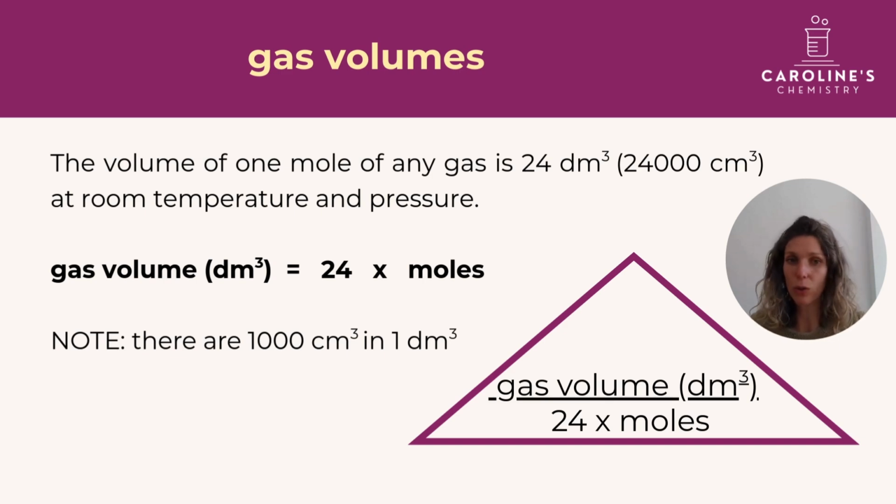If you find it difficult to rearrange an equation, then you can use the triangle method. So you simply cover over which item it is that you are trying to find out, and then read off what the equation is. So cover over, for example, moles, and that means that you do volume divided by 24 in order to get the moles.